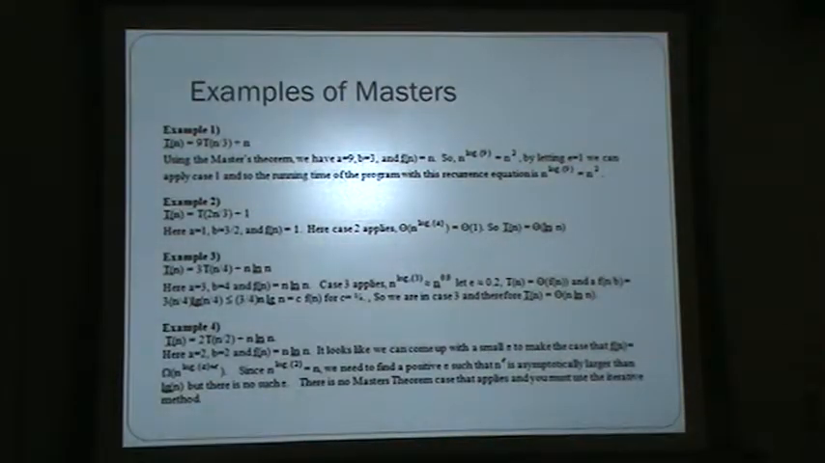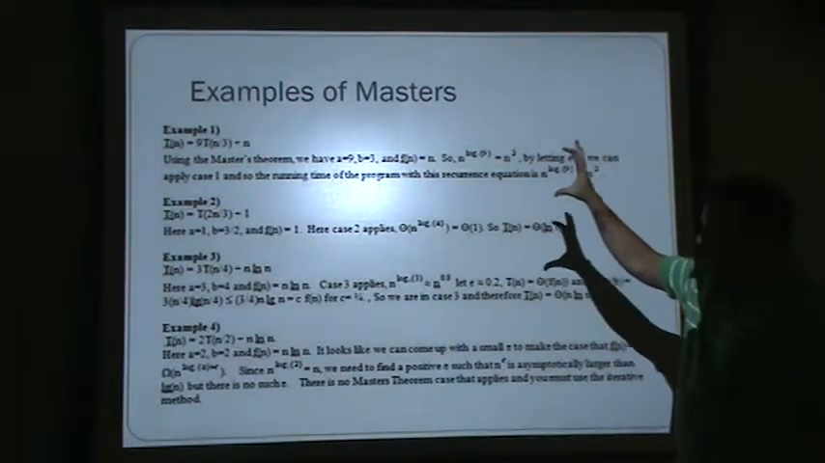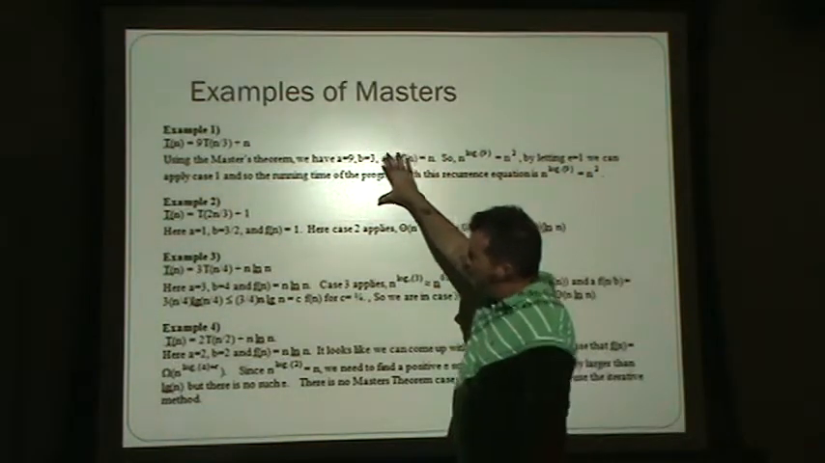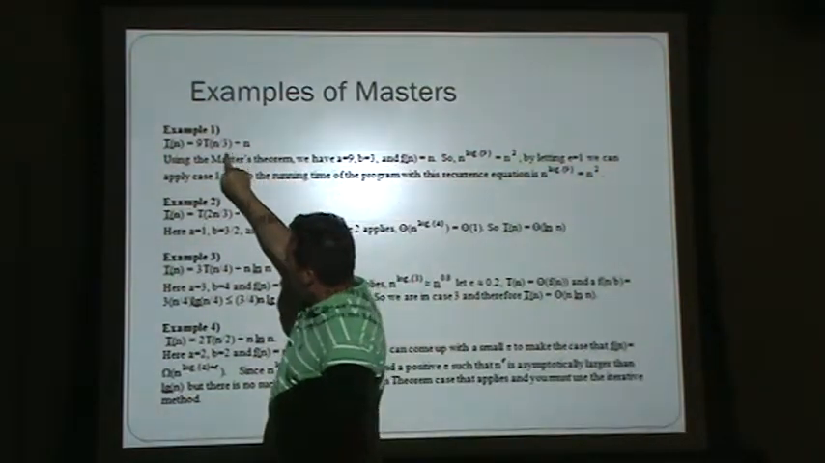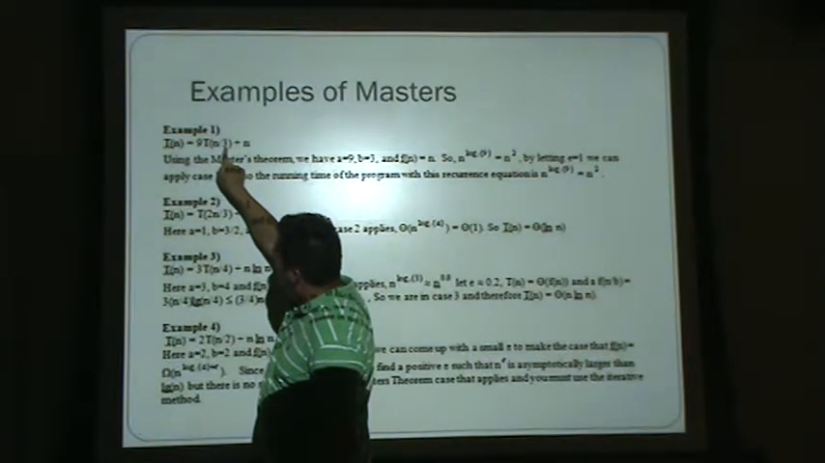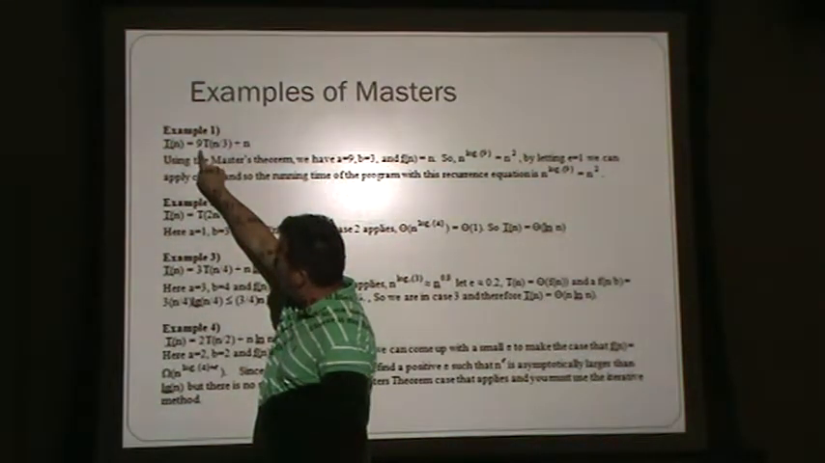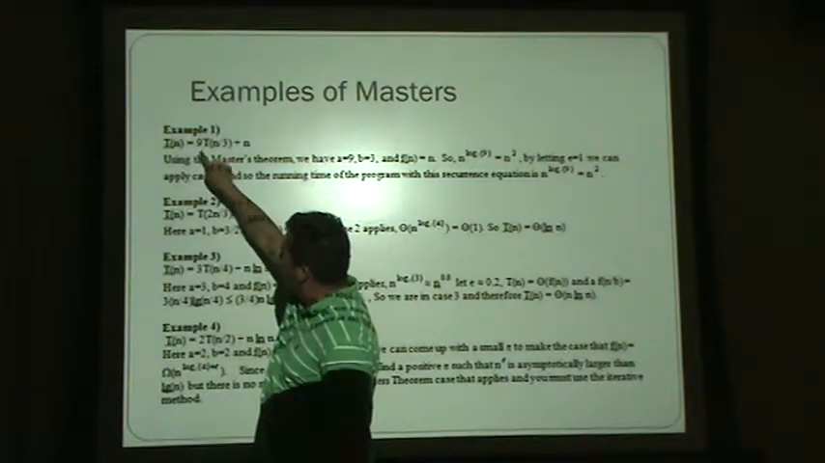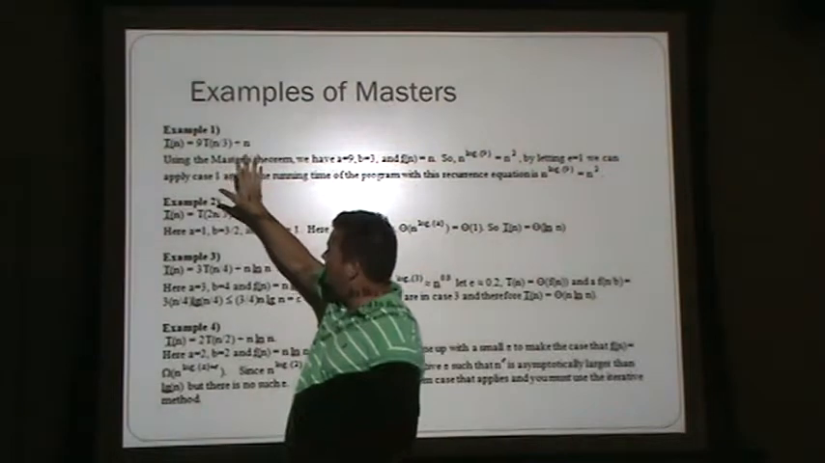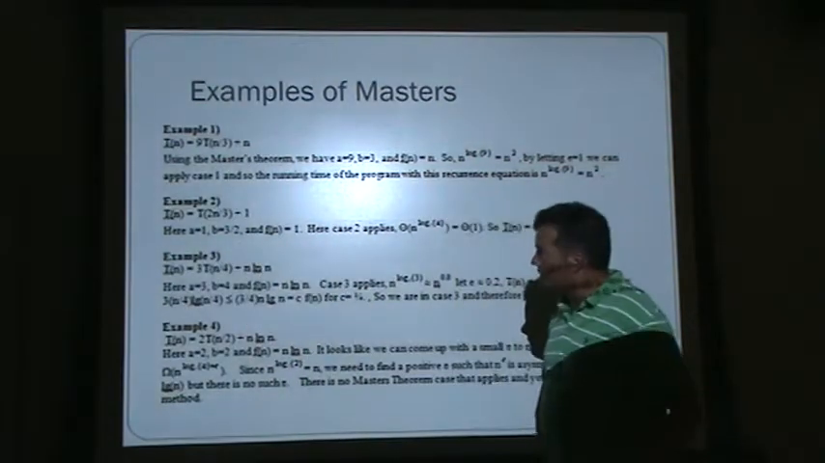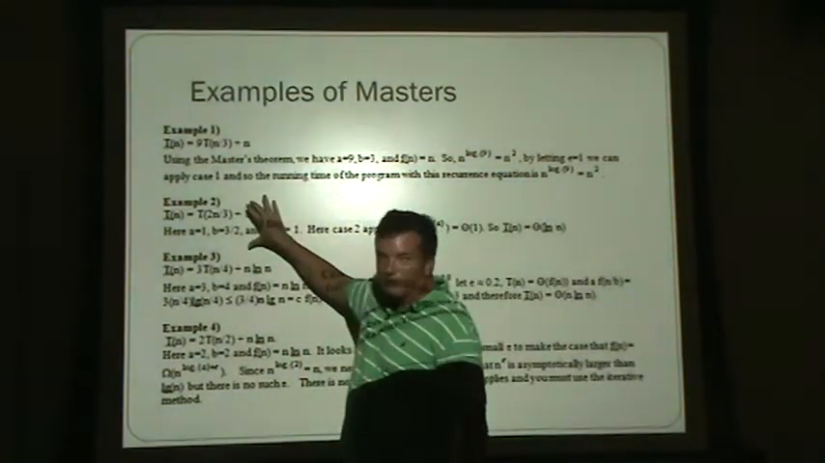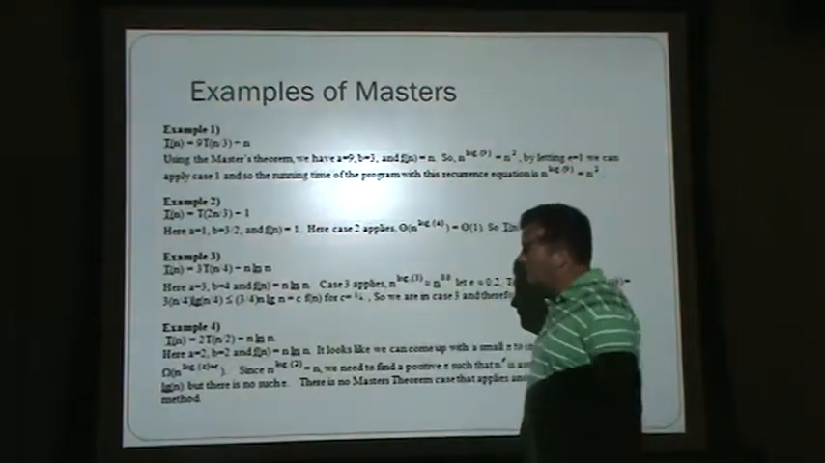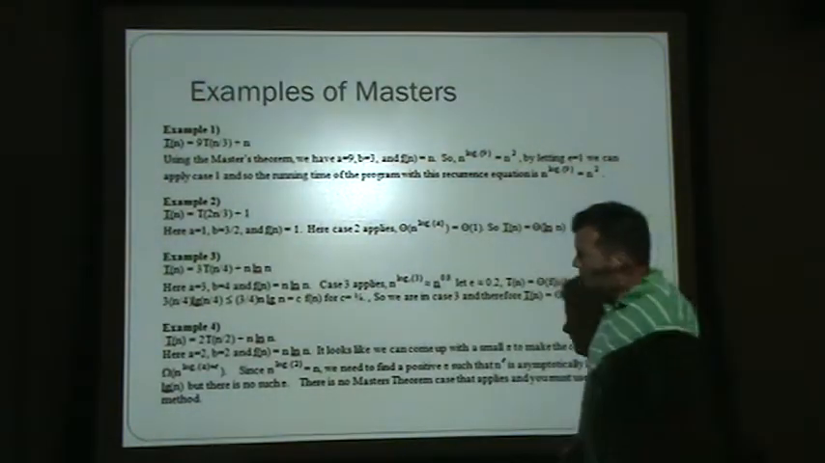Then the fourth example is one where the master's theorem doesn't apply. So again, there's three cases. There's case one, where log base 3 of 9 was bigger than this function. That's case one, and the cheat sheet tells us what the answer is. Case two is where they equal each other perfectly. Cheat sheet tells us the answer. Case three, we have to meet two conditions.